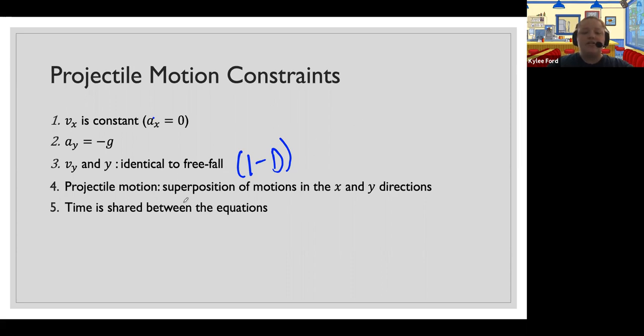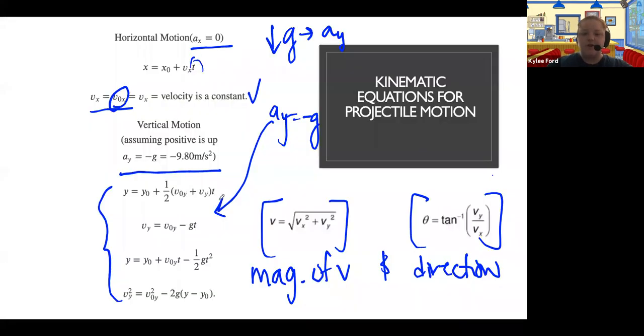we say that there's a superposition of the motions in the x and the y directions, meaning there is independence. So I'm going to write that instead. Independence of the motions. Yes, I made this PowerPoint, but sometimes I change words. So there's the independence of the motions in the x and the y directions. The one thing that is shared between all of these equations, if you notice, is our time. We have time in a lot of these equations, and that is shared throughout all of them.